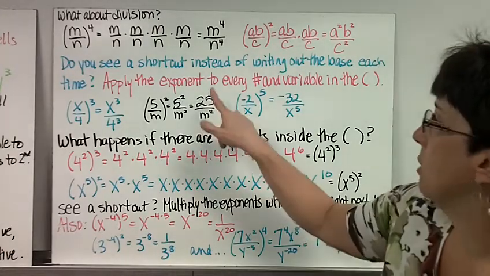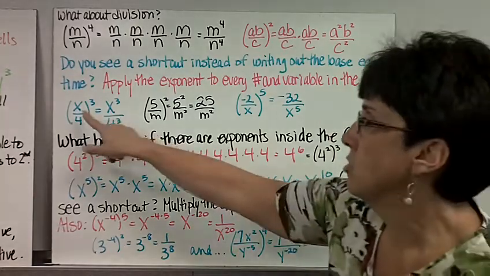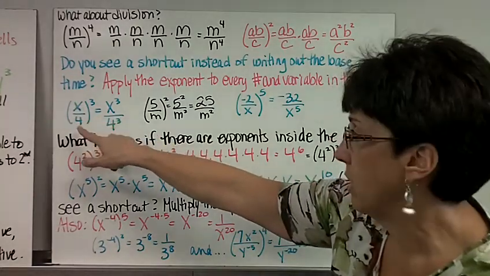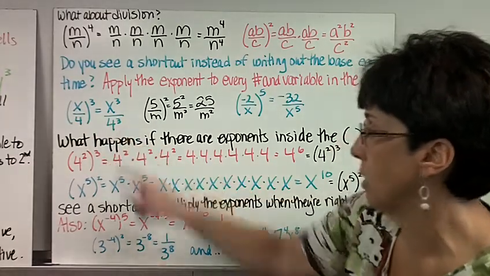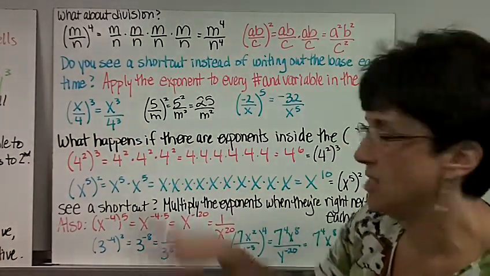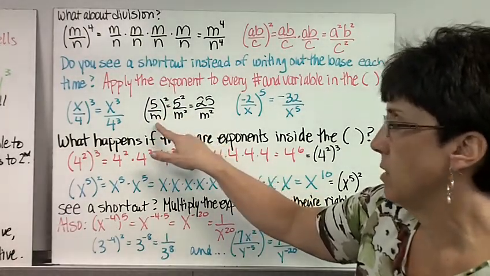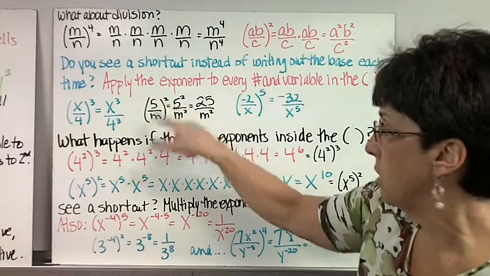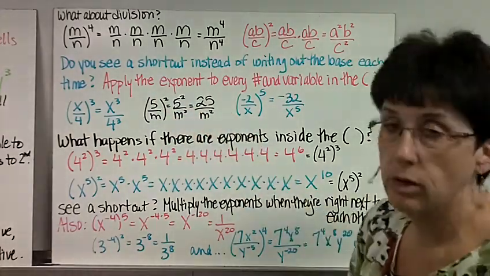Here's the shortcut. Apply the exponent to every number and variable in the parentheses. So the quantity of x divided by 4, cubed, becomes x cubed over 4 cubed, which we could say is 64, but we don't need to right now. The quantity of 5 divided by m squared becomes 5 squared over m squared, or 25 over m squared.